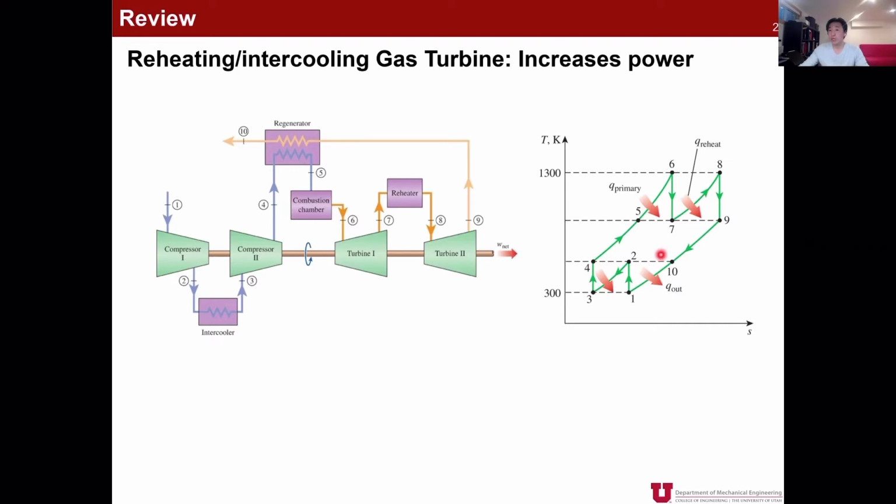However, because we need more heat input to run this two-stage gas turbine, the result is that the efficiency is lowered. So in order to compensate for this efficiency loss, we can also integrate the regenerator to improve the thermal efficiency as well. That is quite a complicated system, but that is the way that we can improve the power output and the thermal efficiency at the same time.